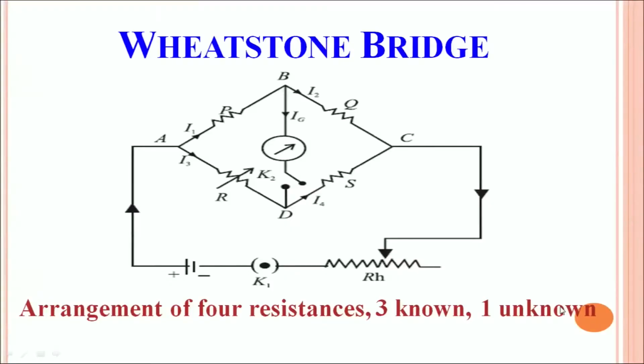This is the schematic representation of Wheatstone bridge. As you can see here, it is an arrangement of 4 resistances P, Q, R and S. 3 of them are known and 1 resistance is an unknown resistance. We can find out the unknown resistance in terms of the other 3 resistances.